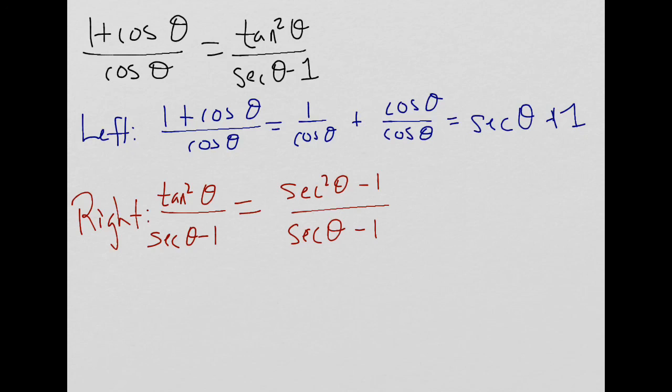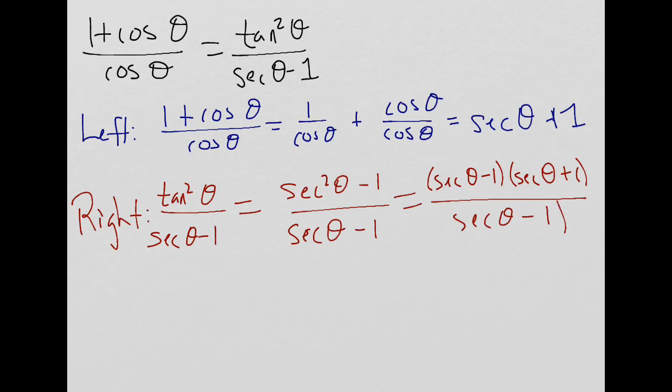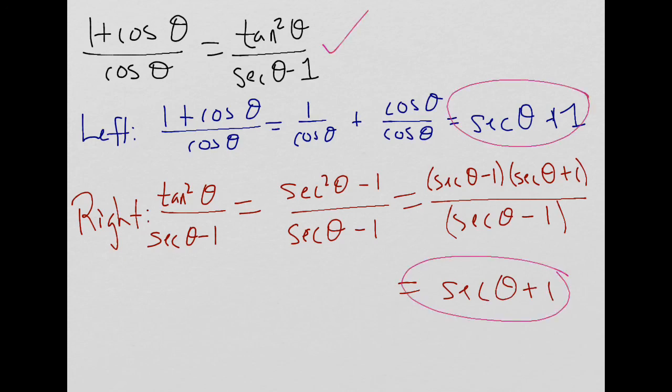Now I can't just cancel the secants here. This is not a factor of the entire numerator. Nothing is going to cancel. But I can certainly rewrite the numerator because I notice that this is a difference of squares. And difference of squares are always factorable. So secant theta minus 1, secant theta plus 1, all divided by secant theta minus 1. Now, this is a factor of the numerator, and this is a factor of the denominator. So they divide out, and I'm left with secant theta plus 1. I get the same thing here that I got up here, and my identity checks.